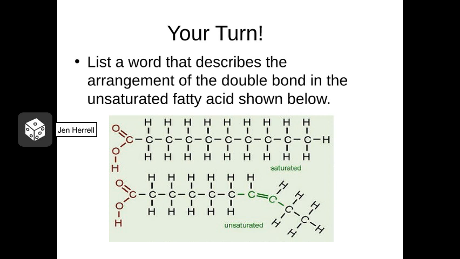Now, before we move on, I need you to think back to good old chapter 4 one more time. I want you to look at this fatty acid, and I want you to look at this little section right here specifically. There is a word provided to you in Chapter 4 that describes the arrangement of the hydrogens around this double bond. And I want you to see if you can figure out what it is and write it down in your notes.